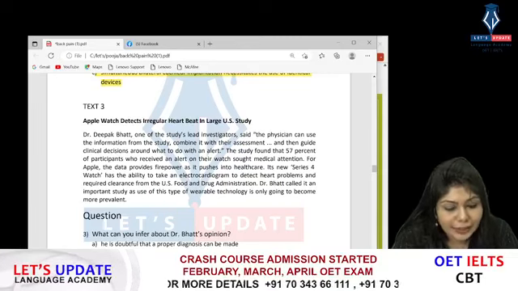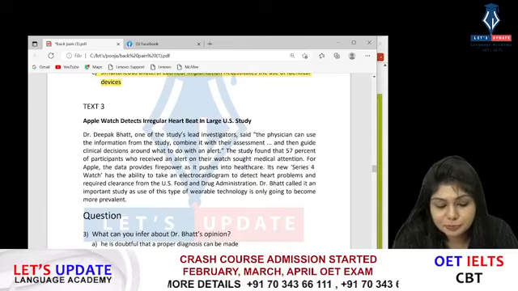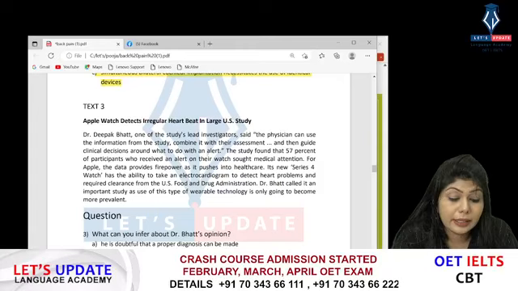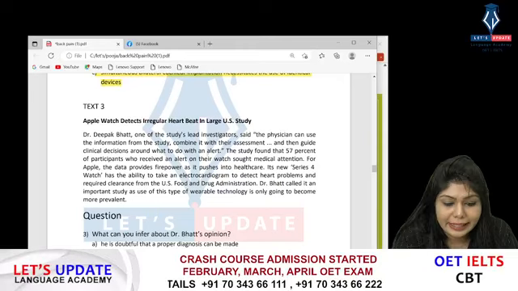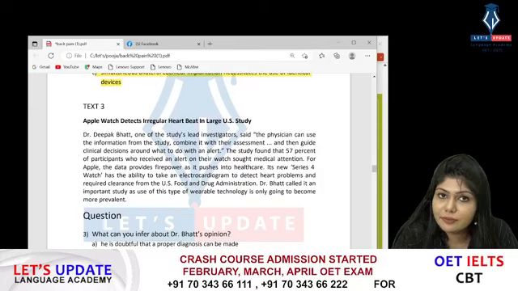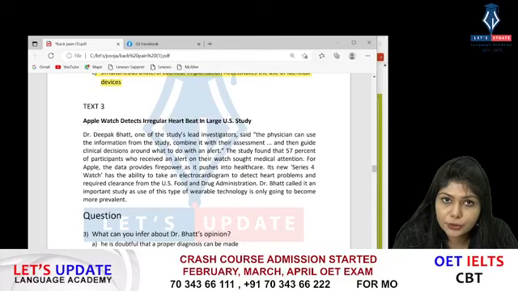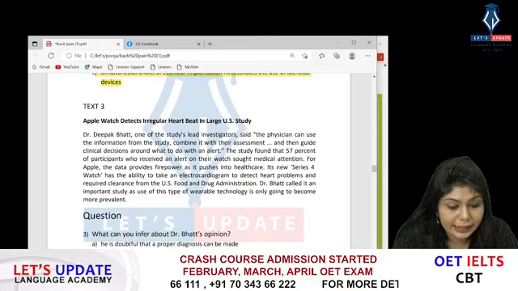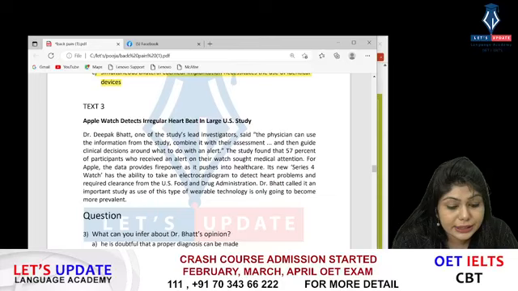So you cannot take C, because C is about any wearable technology. It could be anything because it's a general statement. So we have to eliminate C as well, and we are left with B. Let's see if B is correct. He thinks this type of technology is likely to become widespread.